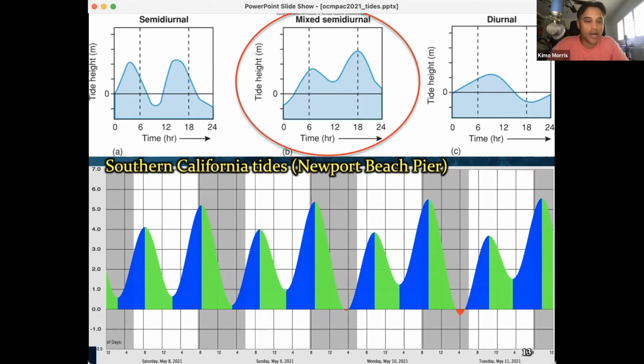And so this here is the tides from today down at Newport Beach Pier, where you have 2 high tides and 2 low tides because of this tilt that is occurring on planet Earth as it spins with the moon kind of up above us.